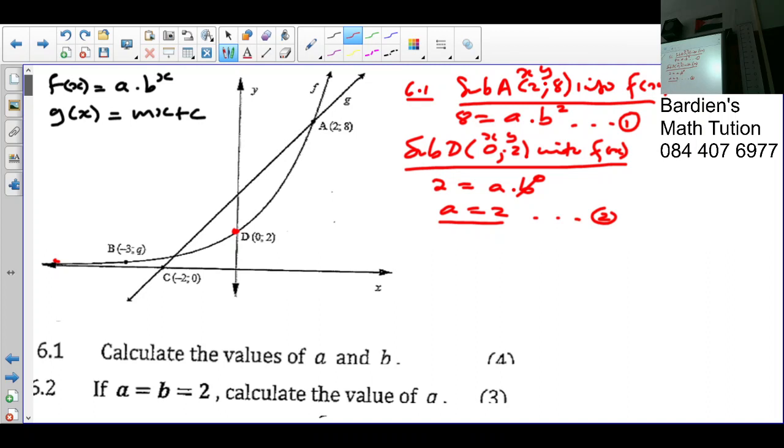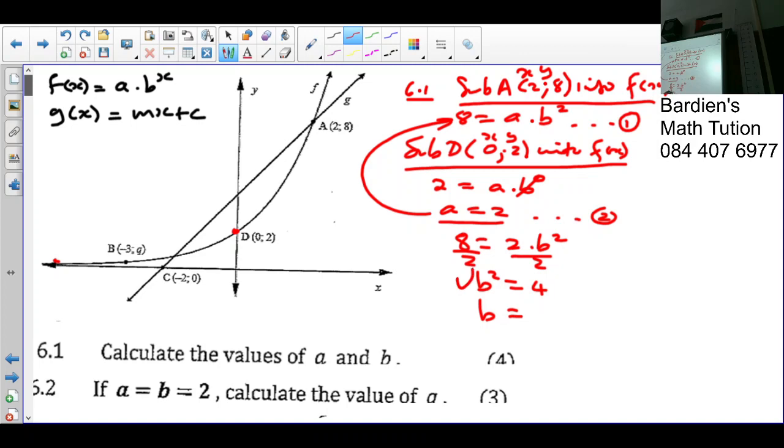So I got my a value now. So what do I do now? I substitute 2 wherever I see a. So 8 is equal to 2 times b squared. I divide by 2 both sides. So b squared is equal to 4. The square root thereof, I must not forget, plus minus. But it's only going to be plus here. Why? B must be positive. B must be greater than 0. Otherwise, you're not going to get an exponential function.